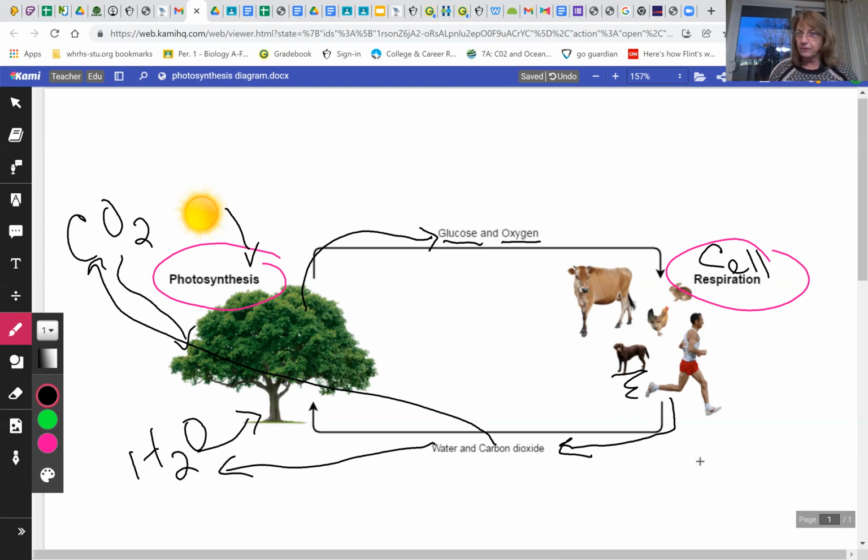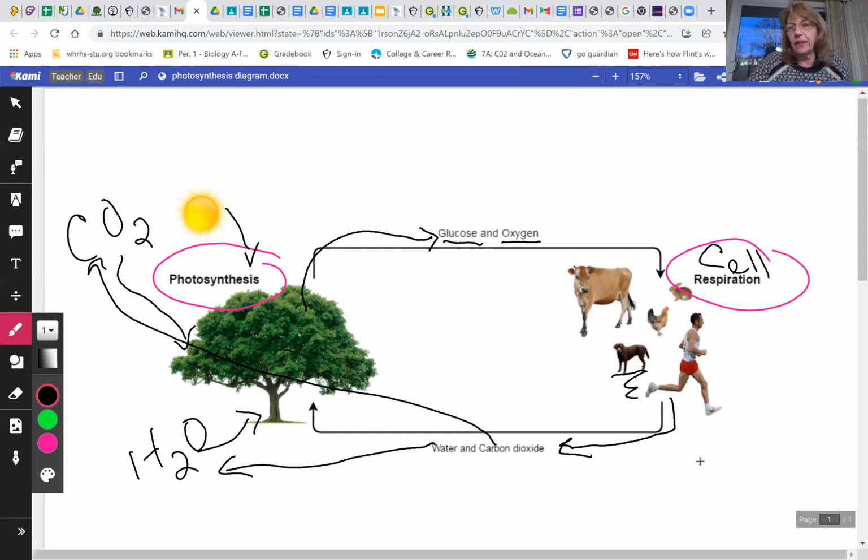The tree takes those things in, as does any plant or algae, any organism that undergoes photosynthesis, and then they can produce that glucose and oxygen all over again for us and every other living thing. So it's a cycle, and the two are interlinked.